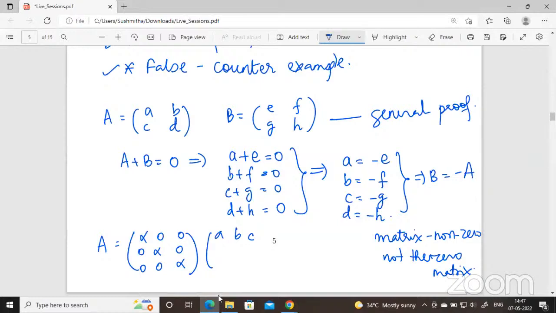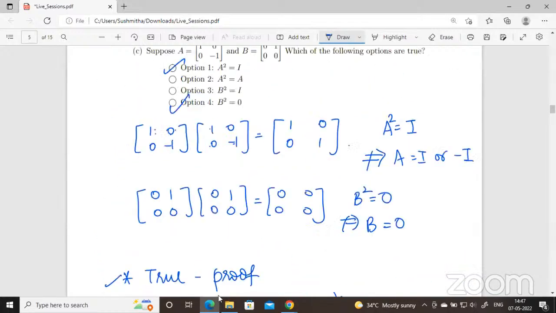So if it is not the zero matrix, then at least one entry is non-zero, right? Not necessarily all the entries are non-zero. Yeah, like this one. This is a non-zero matrix, right? Yeah. Because it is not the zero matrix. If it is not a zero matrix, then it is a non-zero matrix. Okay. Yeah, that's it.